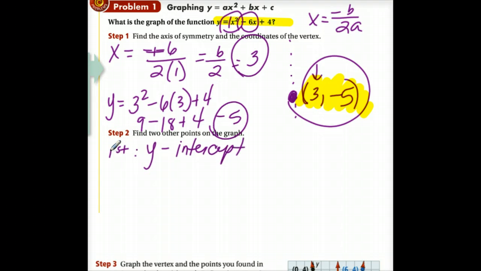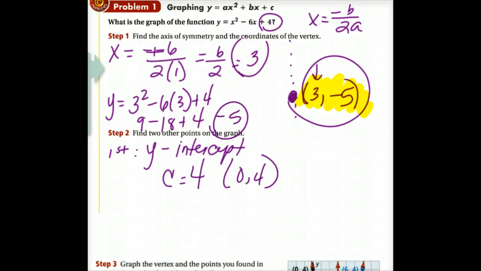That one, you just look at whatever c equals. So if I go back into our original function here, and I put 0 in for x, I'm going to have y equals 4. So my intercept is 4. In other words, (0, 4). So that's another point I can put on my graph.